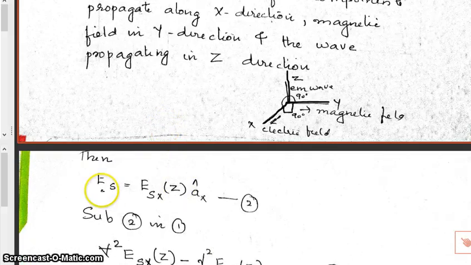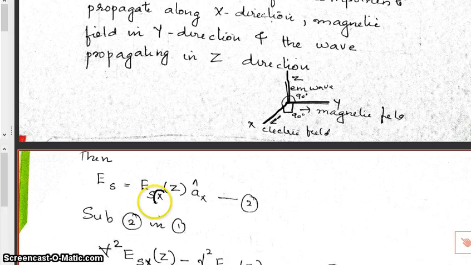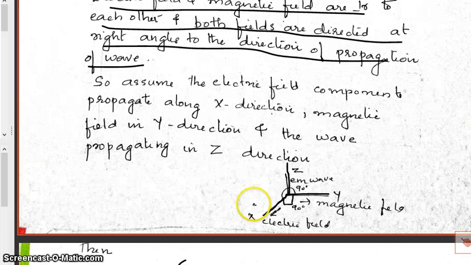Now I am writing Es as Esx of z into Ax. So this x represents the fact that electric field is along which axis? X-axis, and this z represents the fact that the wave is propagating along z-axis, and this Ax shows that the electric field is pointing towards the x-axis, so the unit vector is also along the x-axis. That's all. So now I am going to substitute this 2 in 1.